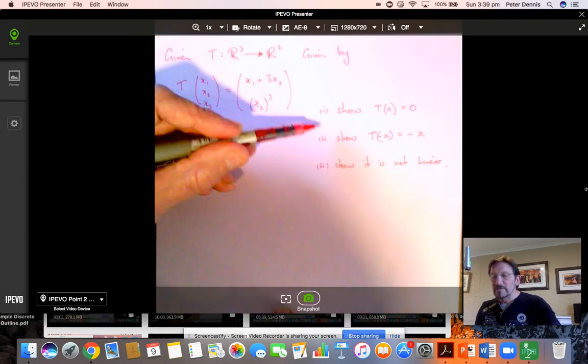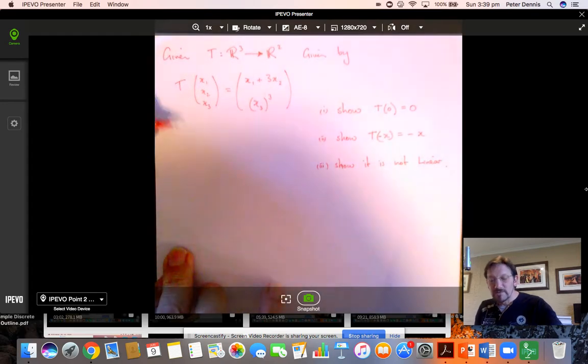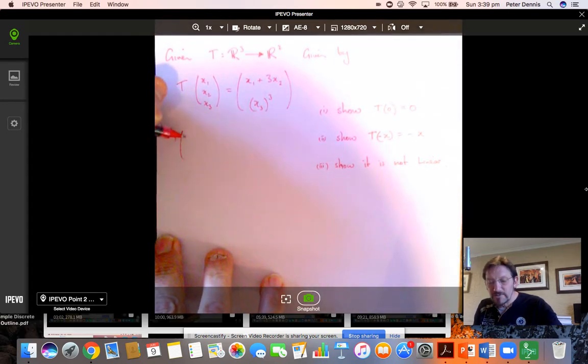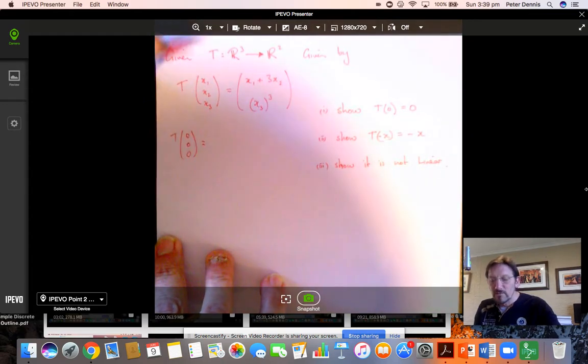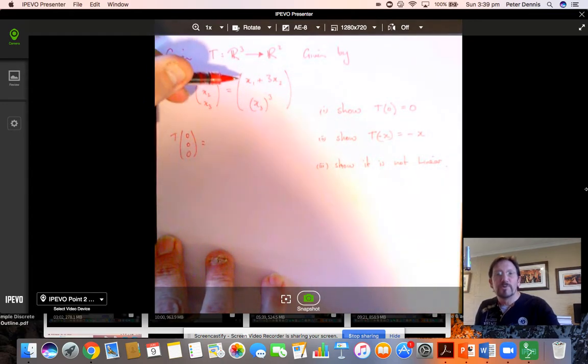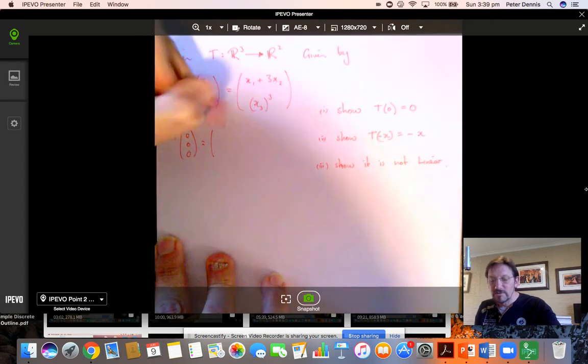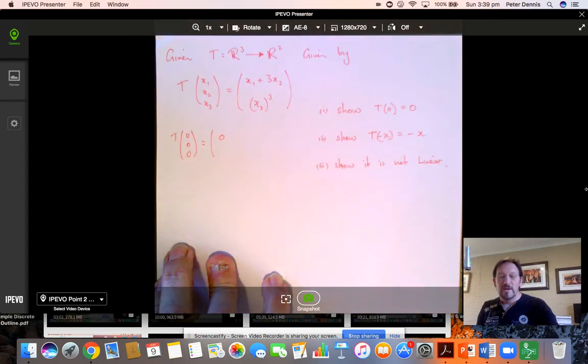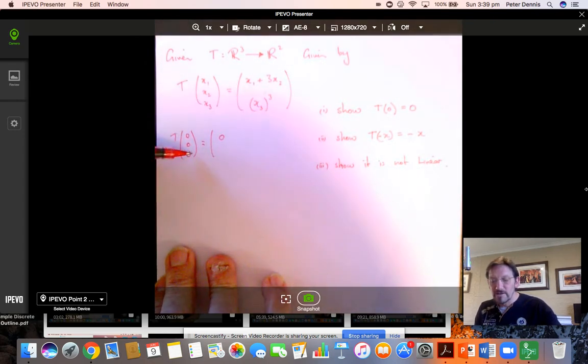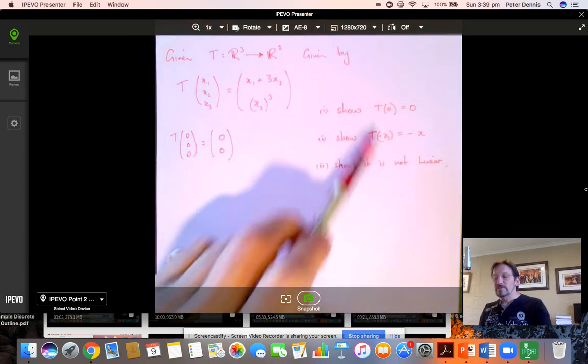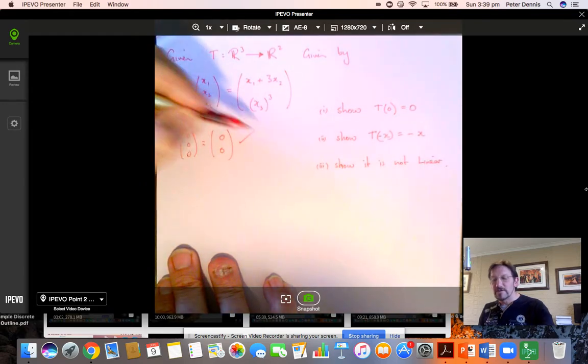So basically the first one showed T of 0 becomes 0. In other words, what happens to 0, 0, 0? The origin. Well, when we put this transformation in, you get 0 plus 3 times 0, so that becomes 0. And down here you get 0 cubed, which is just 0. So show that T of 0 equals 0, done.